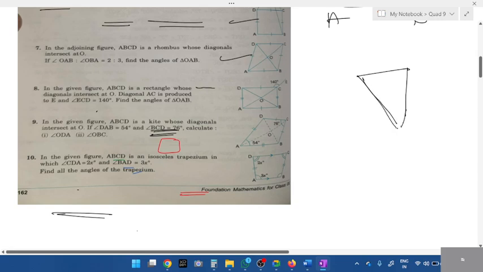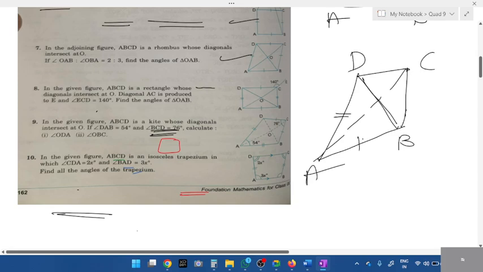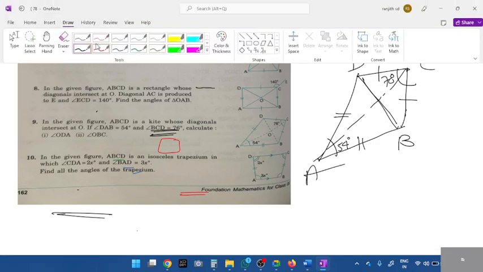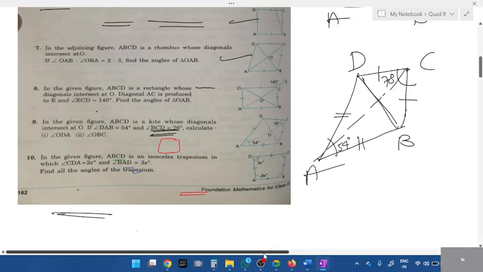Ninth question, students. It's a parallelogram in the shape of a kite. A, B, C, and D. This parallelogram is divided into how many triangles? How many triangles? Respond, all of you. How many triangles, students? Two triangles. What do we need to find here? ODA and OBC. These are the two.